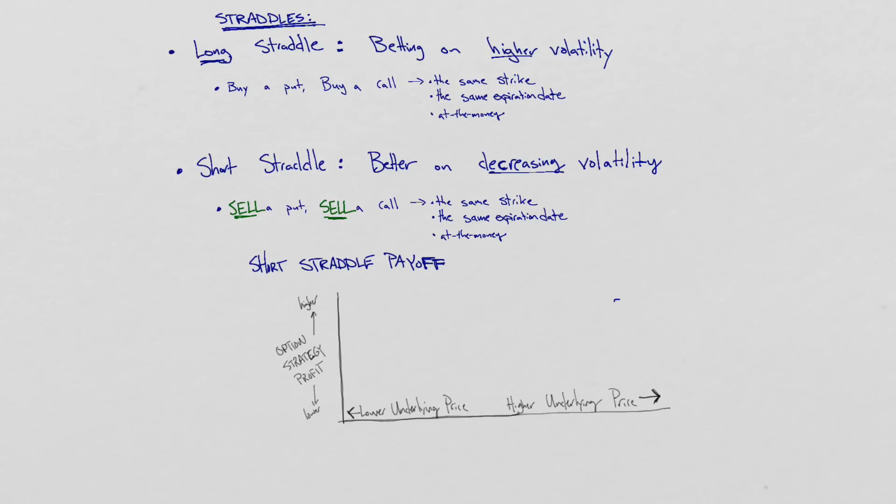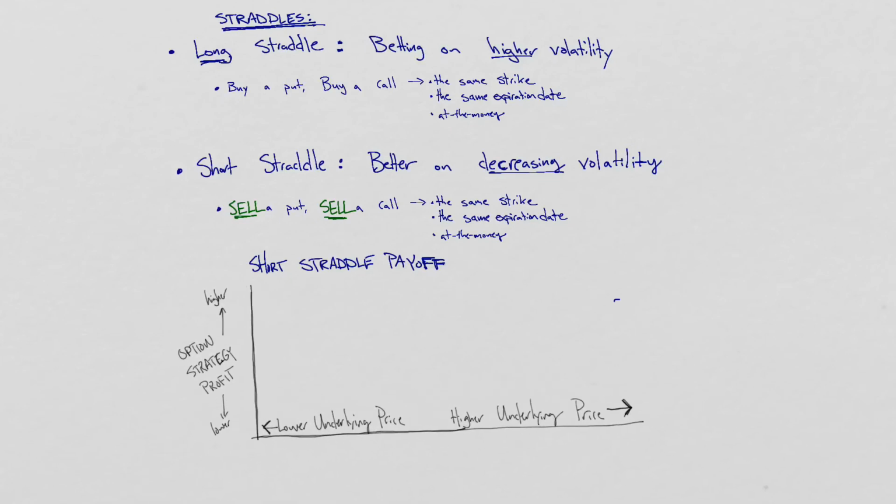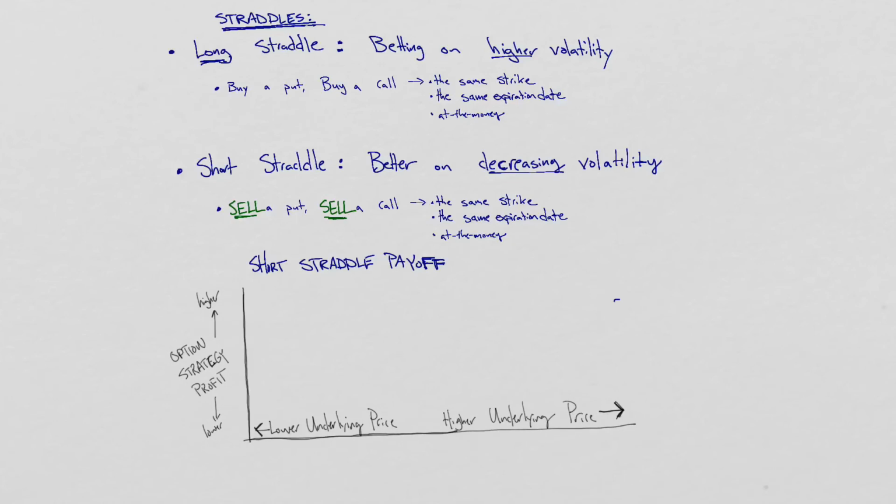But a short straddle is quite a bit more risky of a position, unless you combine it with other option strategies that are beyond scope at the moment. Because a short straddle payoff looks like this. If you're selling calls and puts on an at the money option, then you're starting off with a profit because you're collecting premiums on both sides.